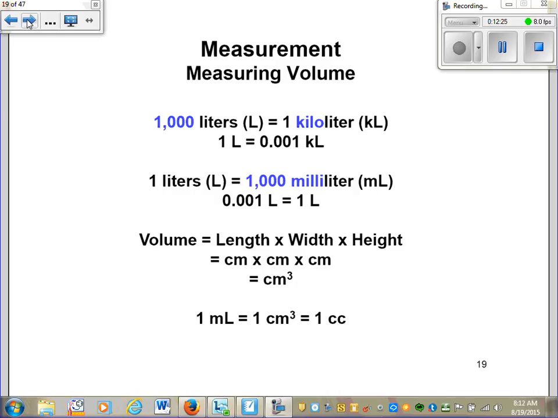Volume, again, is the liters, and again, we're looking at the same conversions. Kiloliter is 1,000; 1,000 milliliters in a liter. Going back to doing a little geometry here, the volume of a cube is the length times the width times the height.